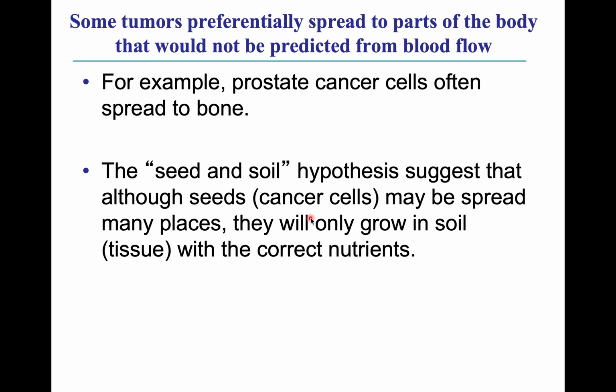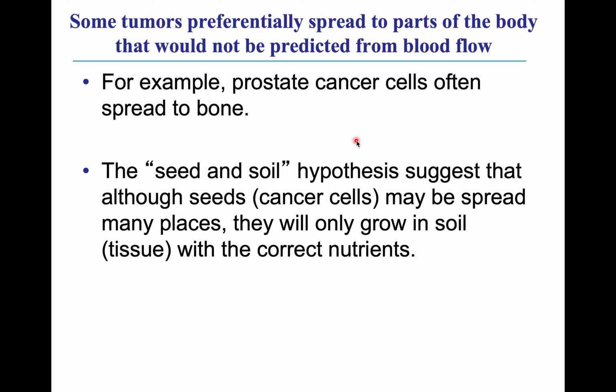The idea being that the cancer cell is the seed, and for a seed to grow, you need the appropriate soil, right, with the appropriate nutrients, the appropriate amount of water. So in this case, the soil would be the specific tissue that is going to have all the appropriate signals and, if you want to think of them as nutrients, that will allow that cancer cell to grow the best, right? So for whatever reason, prostate cancer cells seem to grow very well in bone tissue, right? It's the best soil for that particular seed.